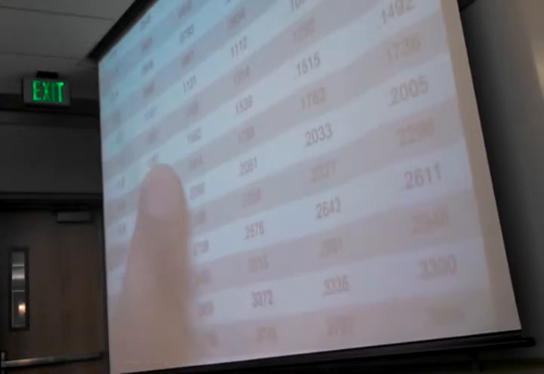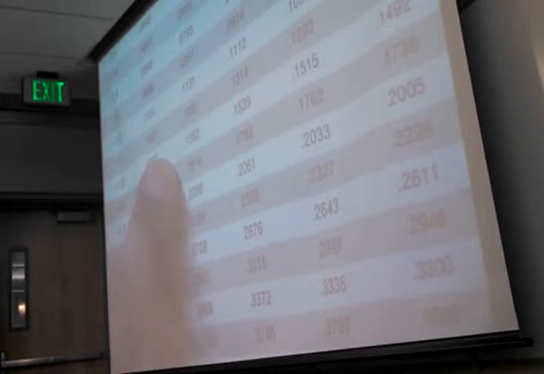So if you look at negative 1, negative 1.00. Too bad. You see that? 0.1587, so that would round to 16%.